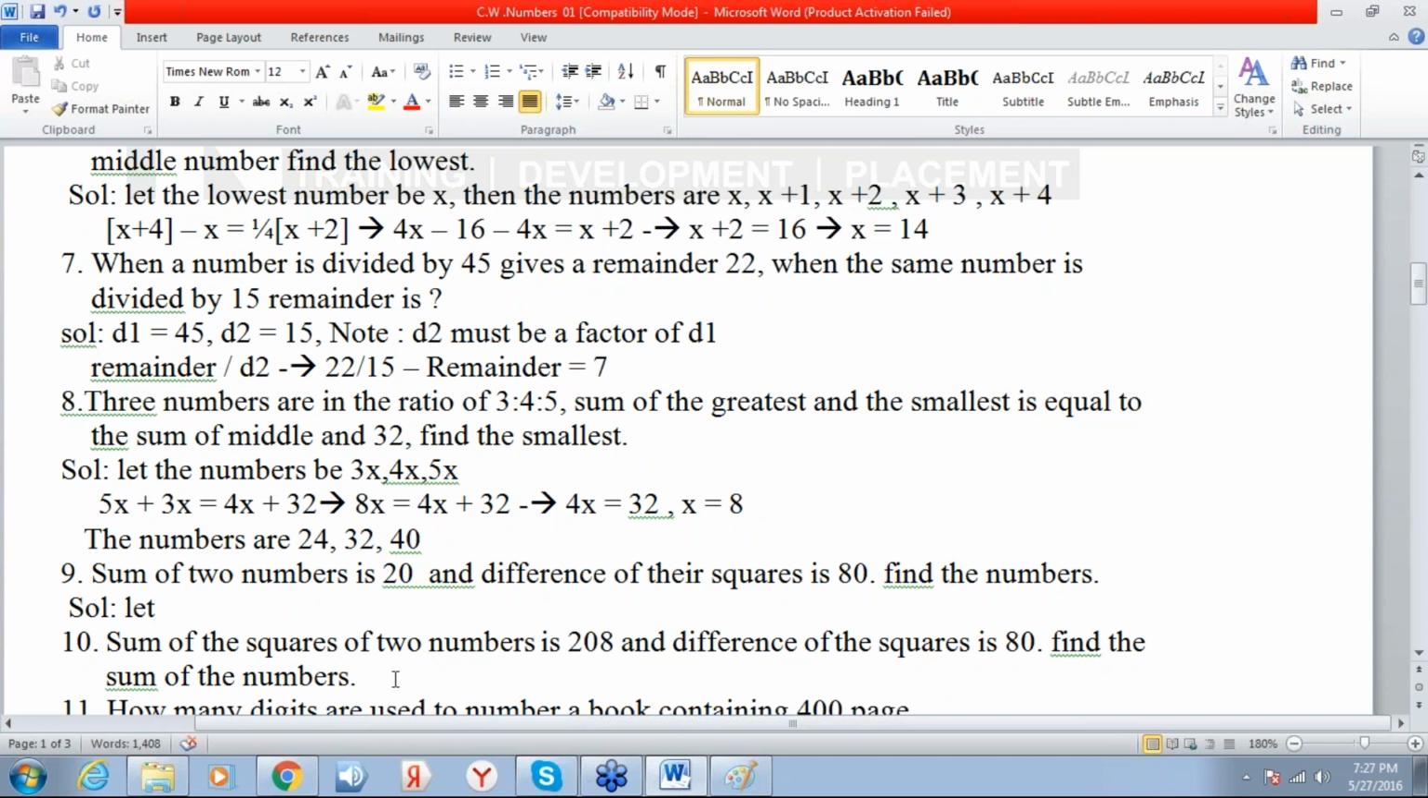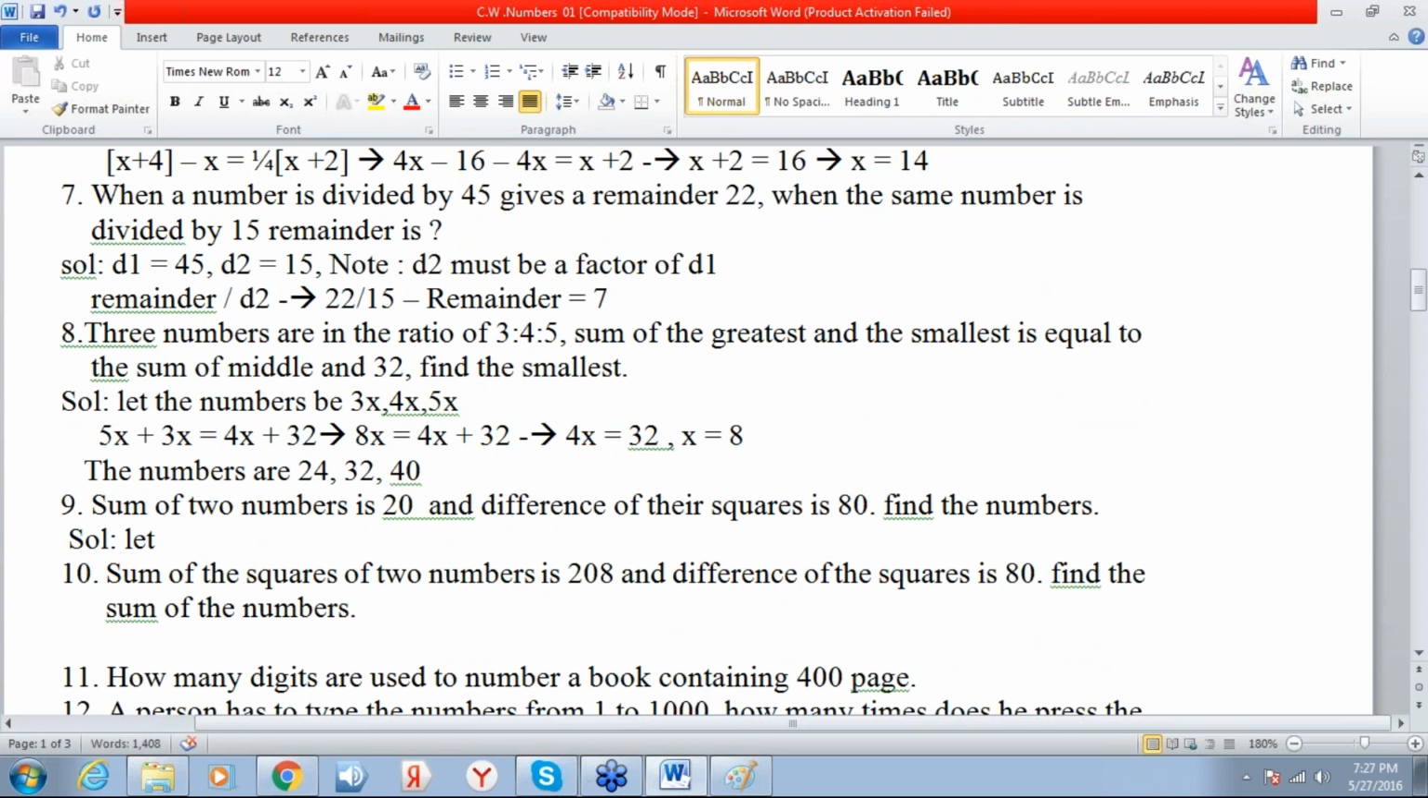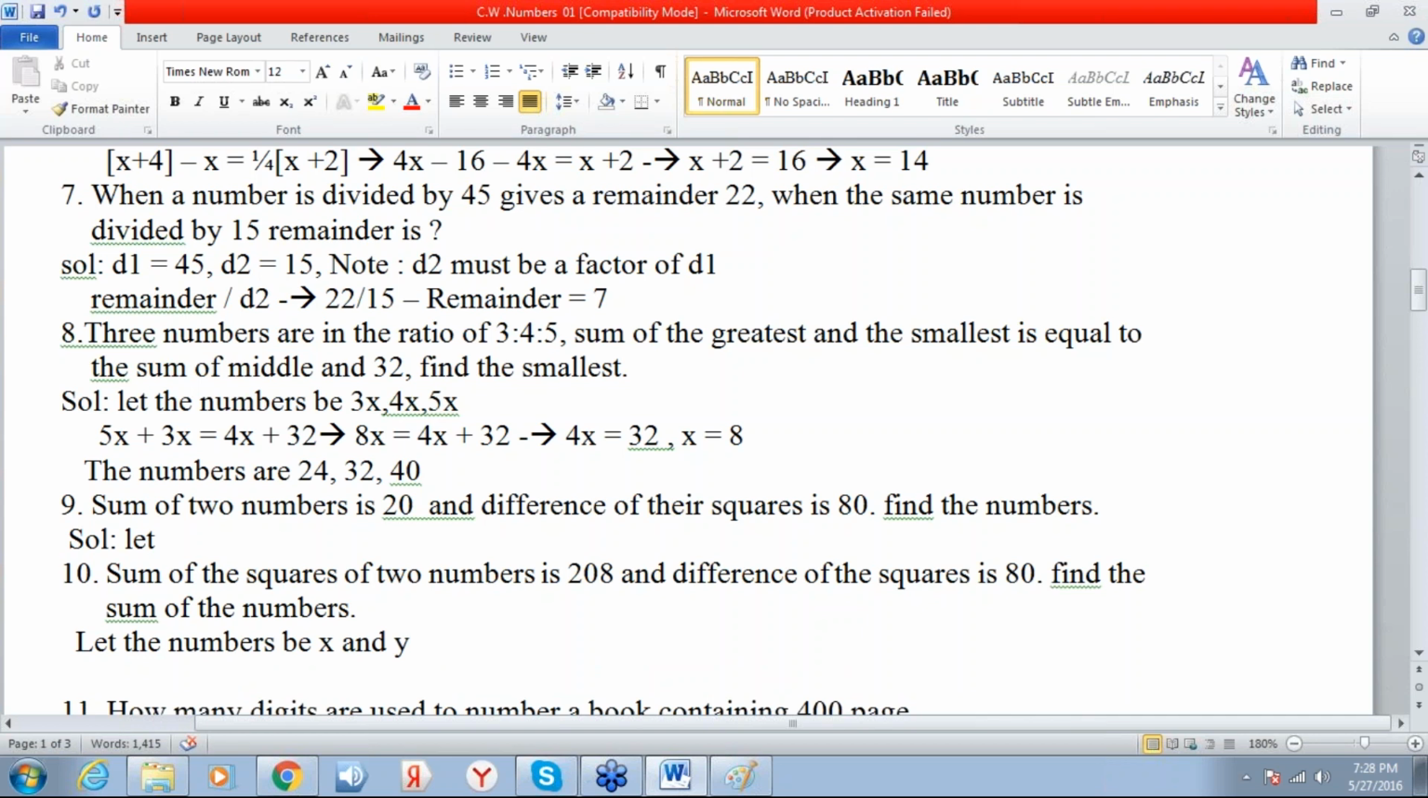Correct. Here, sum of the squares of two numbers is 208 and difference of their squares is 80.